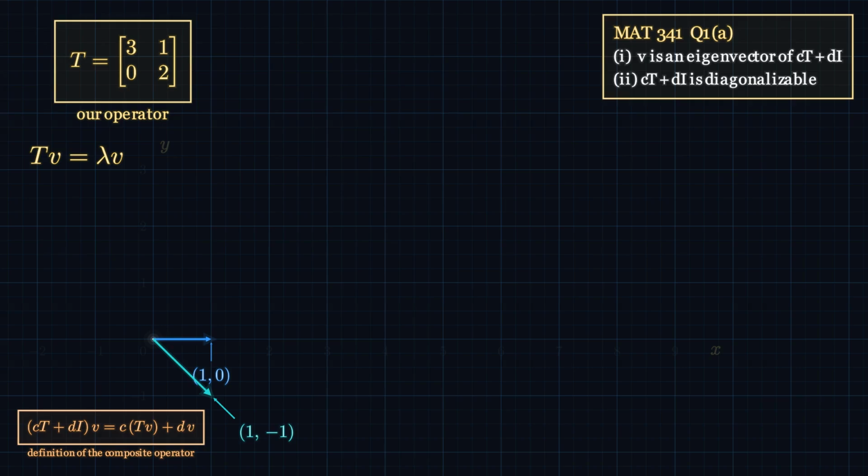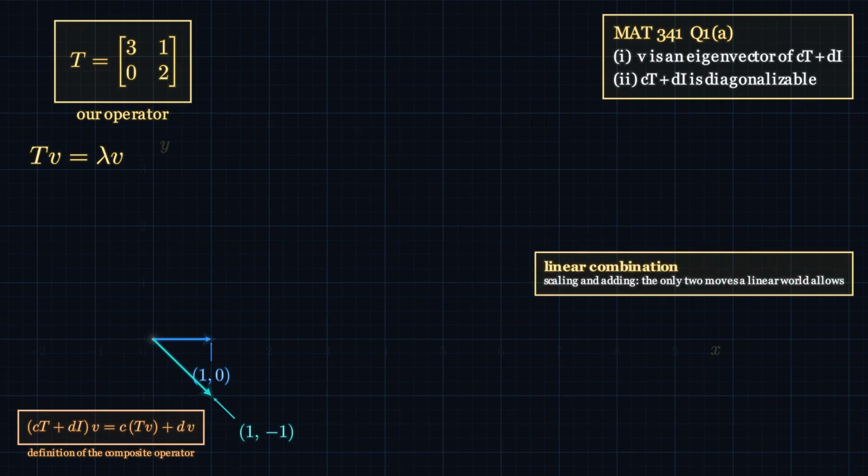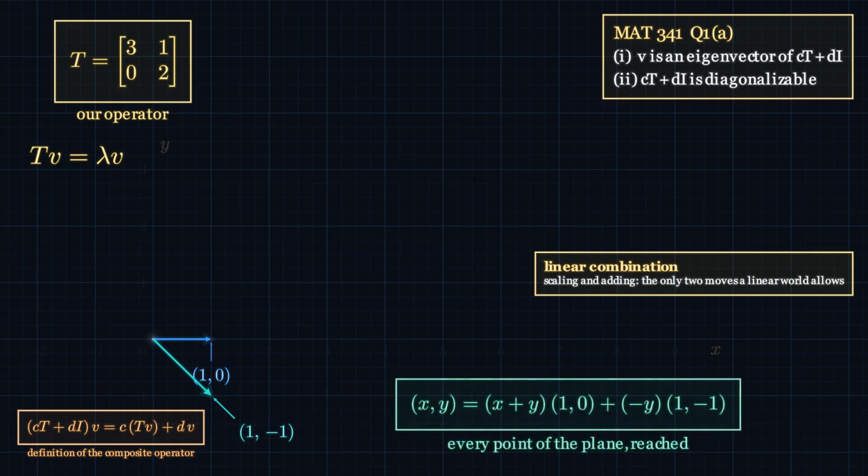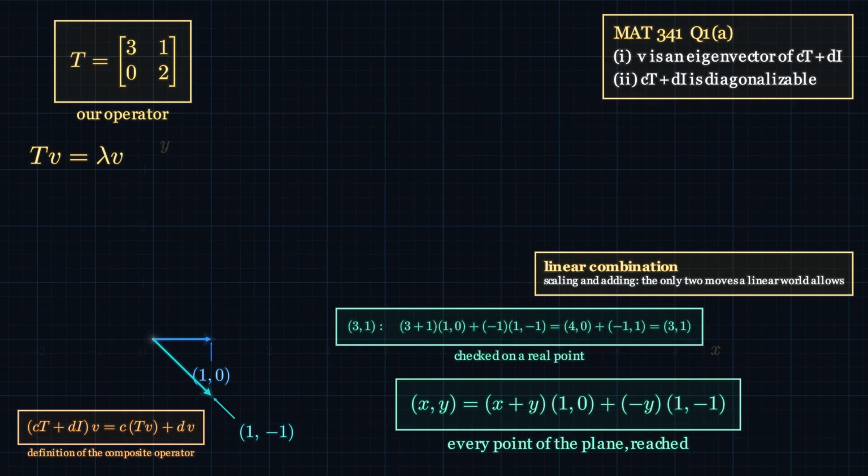Take our 2 eigendirections, the horizontal arrow (1, 0), and the diagonal arrow (1, -1). A combination means scale the first by some number, scale the second by some number, add them tip to tail. The full name in your book is a linear combination. Scaling and adding, the only 2 moves a linear world allows. Watch. By choosing the 2 scaling numbers, the combined arrow can be made to land on any point of the plane whatsoever. 2 well-chosen arrows are enough to reach everything.